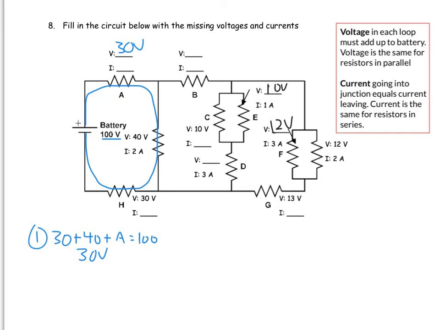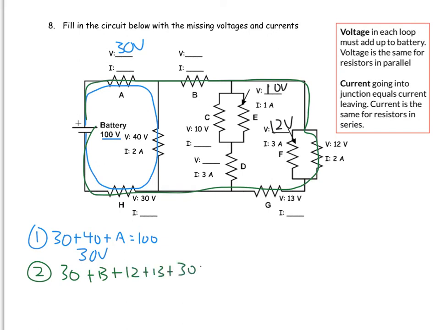Continuing on, I'm going to take a loop going all the way around the outside here to ultimately get resistor B. And so thinking about that big outer loop, I have 30 plus B plus 12 plus 13 plus 30, which I know is a lot of numbers here. But if I go and add those up, I end up getting B plus 85 equals 100, which means that B must be 15 volts here. So I can go ahead and fill that one in as well.